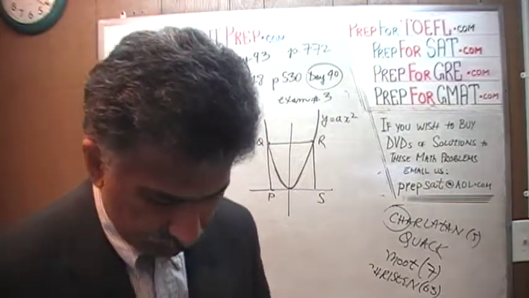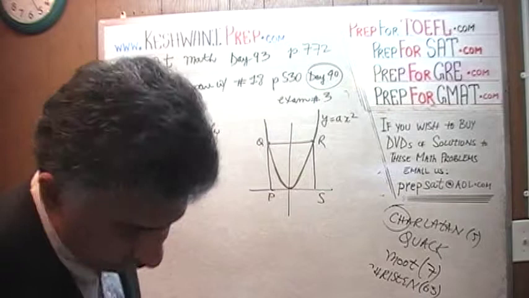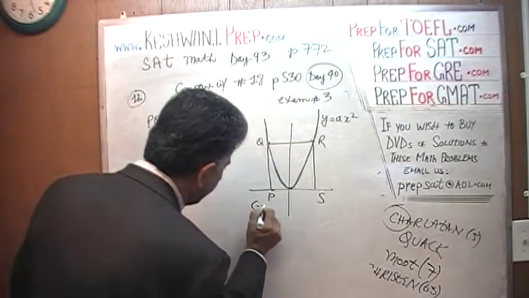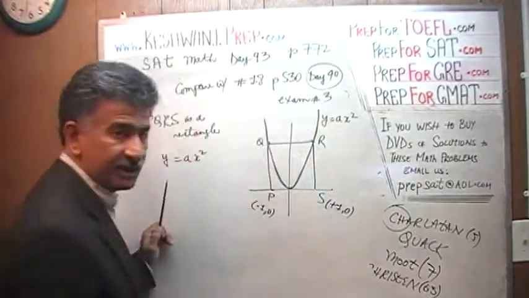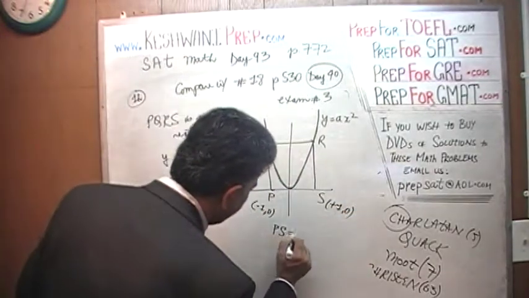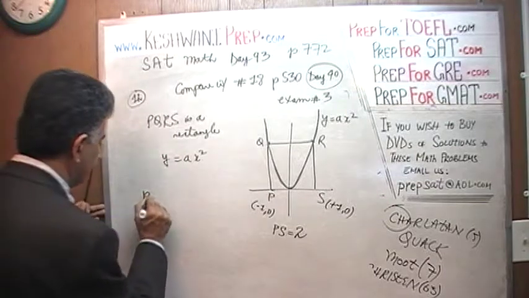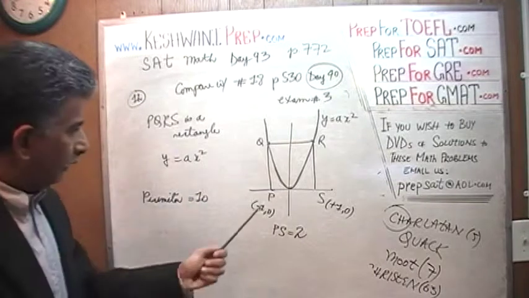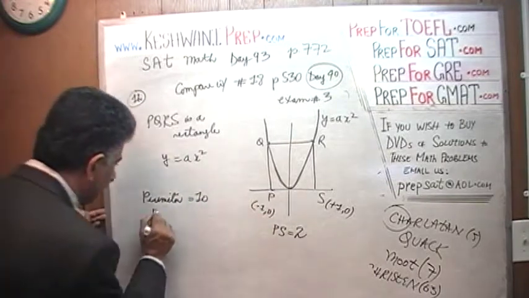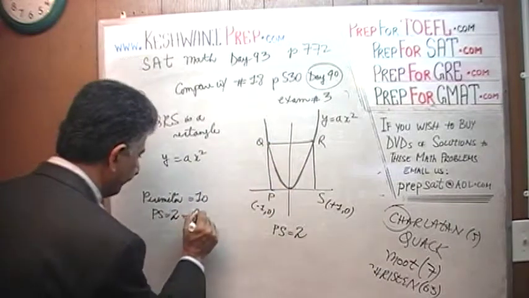So we know the perimeter of PQR is 10. What else? They must have told us something else. There you go. We're told that P is (-1, 0) and S is (+1, 0), which tells us that P to S is 2. And since the perimeter is 10, and one side, P to S, is 2, of course that means Q to R is 2.